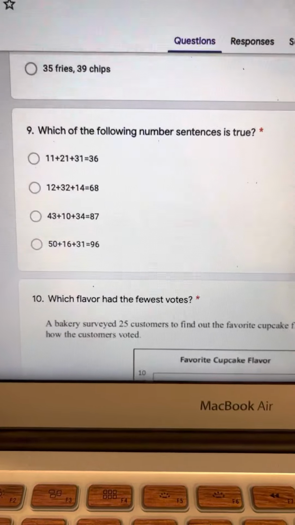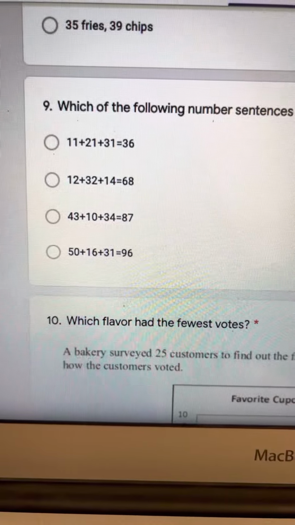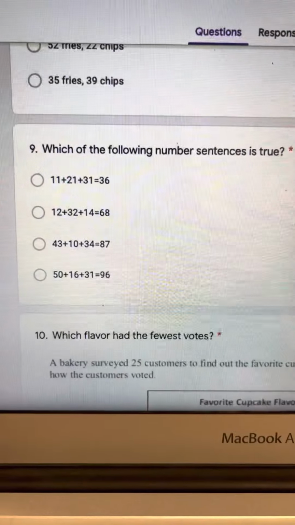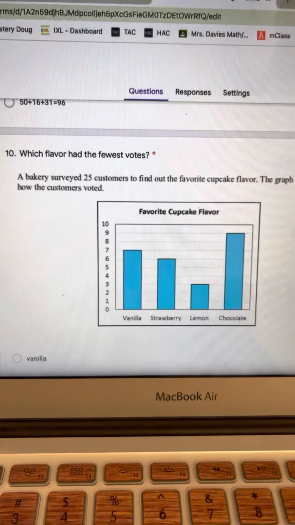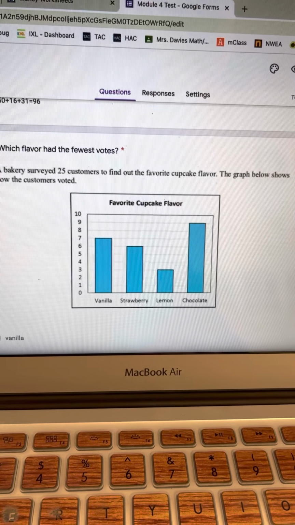Number 9, which of the following number sentences is true? So you're going to have to solve them so that you can figure out which one is true. Check each one.